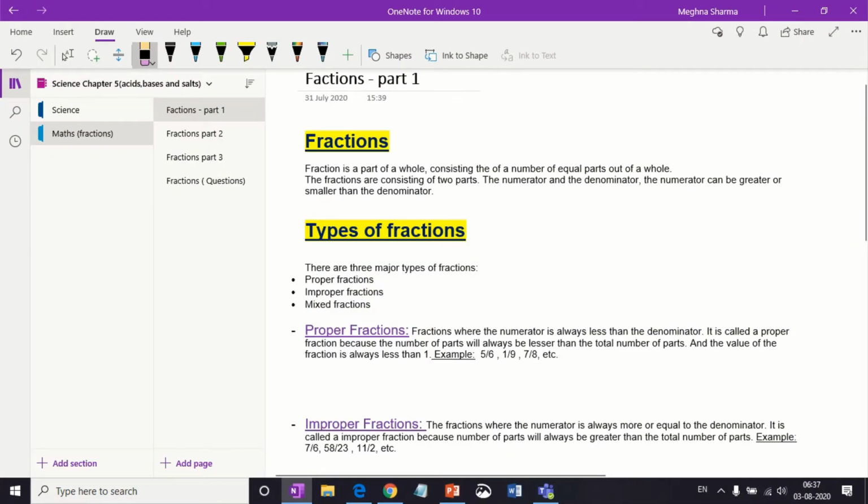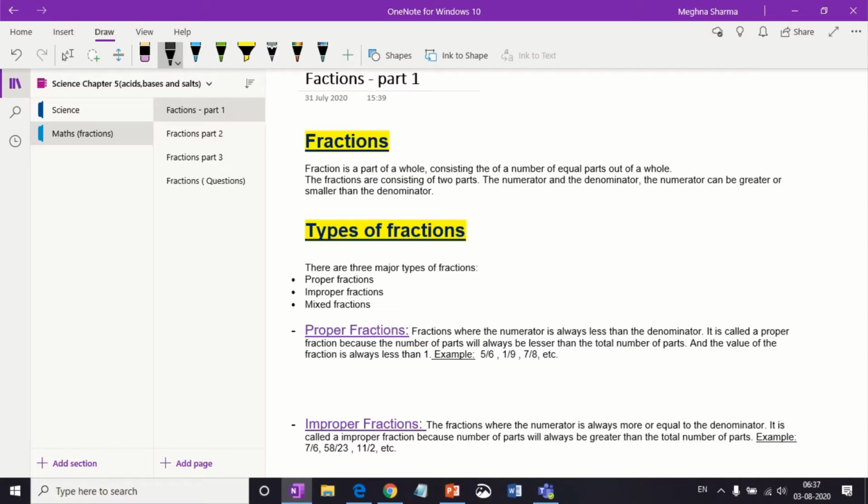Today we are going to learn fractions. Now, what is a fraction? A fraction is a part of a whole, consisting of a number of equal parts out of a whole. Fractions consist of two parts, the numerator and the denominator. The numerator can be greater or smaller than the denominator.